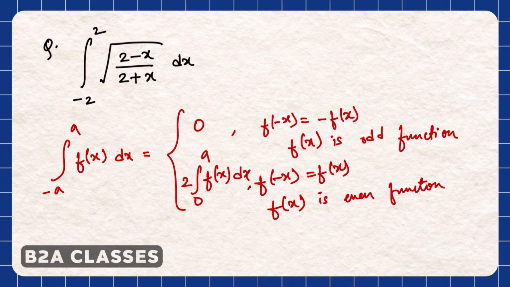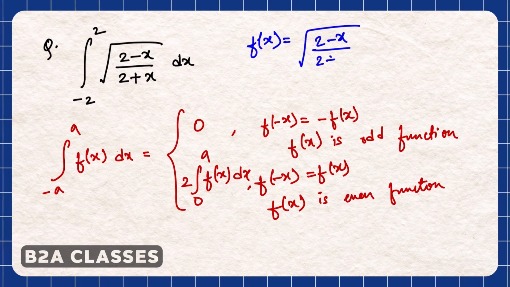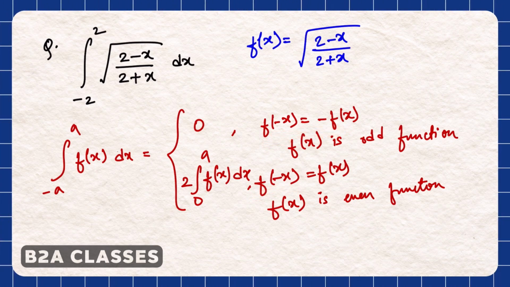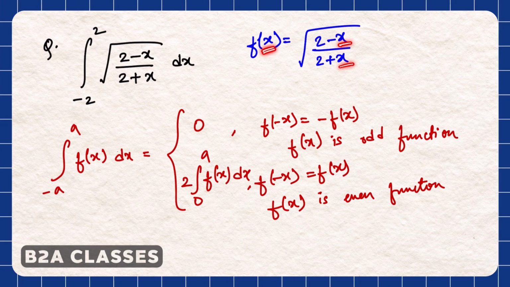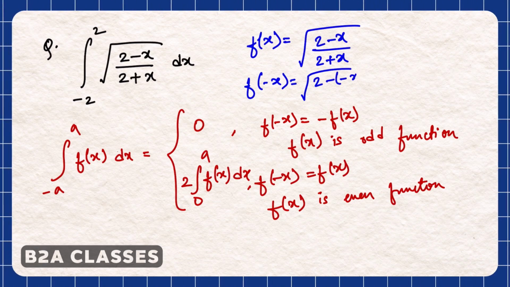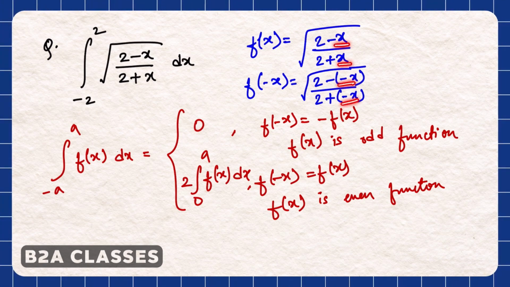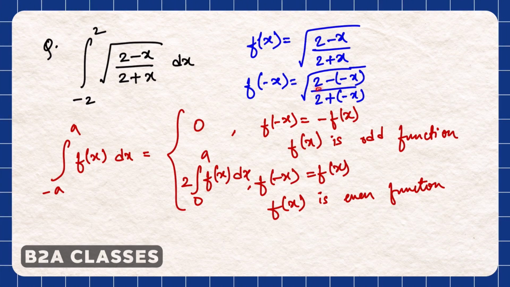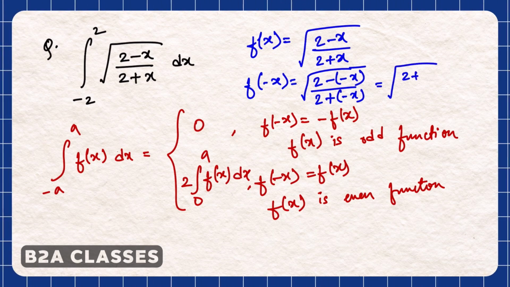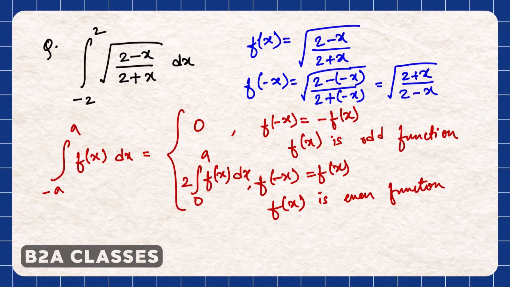So let's represent the function with f of x. Let's assume f of x is equal to root over (2 minus x) by (2 plus x). And we have to find f of minus x. To find f of minus x, we will put minus x in place of x. Wherever there was x, we put minus x, okay? Now what is 2 minus of minus x? 2 minus of minus x is 2 plus x. So it equals root over (2 plus x) divided by (2 plus of minus x), which is 2 minus x.